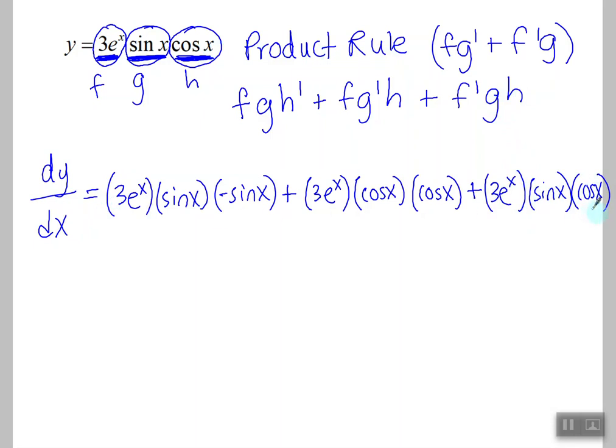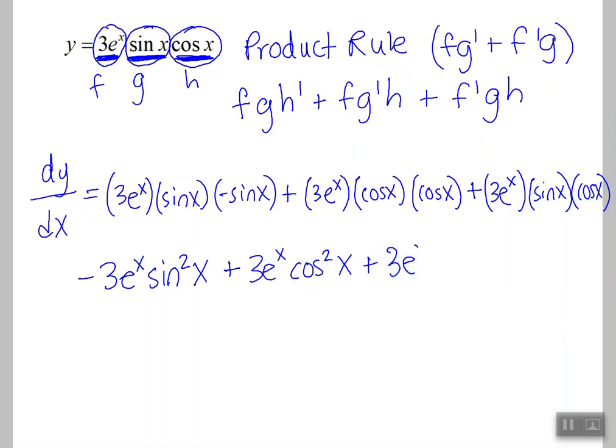While this is a derivative, this can easily be cleaned up. So let's go ahead and do that. Sine x times sine x is sine squared x, and we can move this negative to the front. So negative 3e to the x sine squared x. Cosine x times cosine x also can be written with the squared as cosine squared x. And this last one, sine x times cosine x, as it already says.